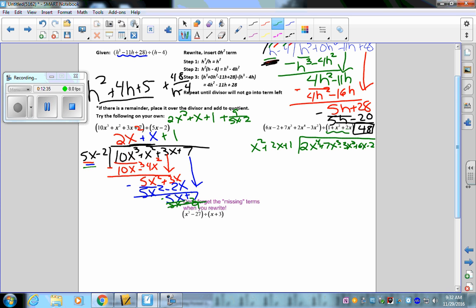Same process, guys. Divide first by first. 2x to the 4th divided by x squared is 2x squared. Multiply 2x to the 4th, 4x cubed, 2x squared. So multiplying this by everything on the outside. Okay, so there's 3 terms this time. I multiply it 3 times. Subtract. Those cancel. 7 minus 4 is 3. Negative 3 minus 2 is a negative 5x squared. Bring down.